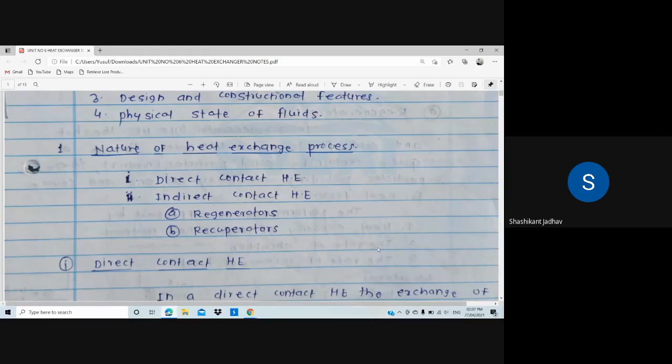So in that indirect contact heat exchanger there are two types. Okay, so write down in the second, the indirect contact heat exchanger. In that, first type, A: regenerators, and second type, B: recuperators.